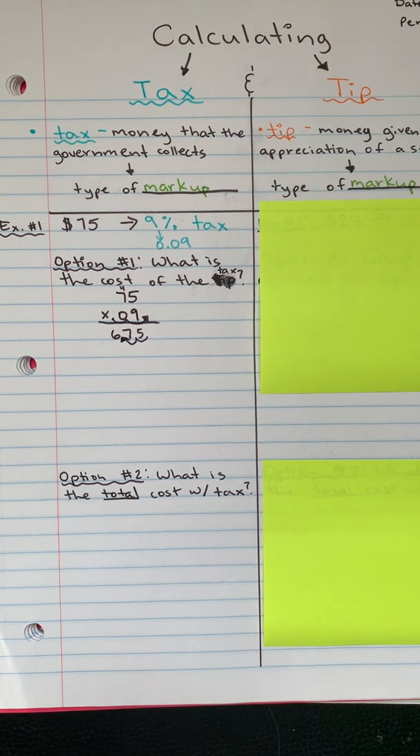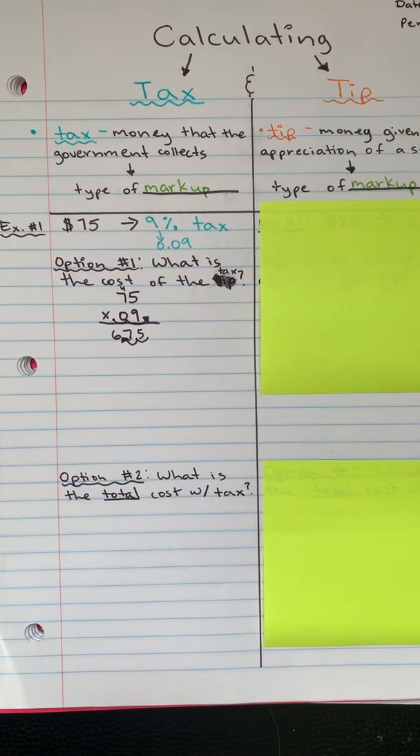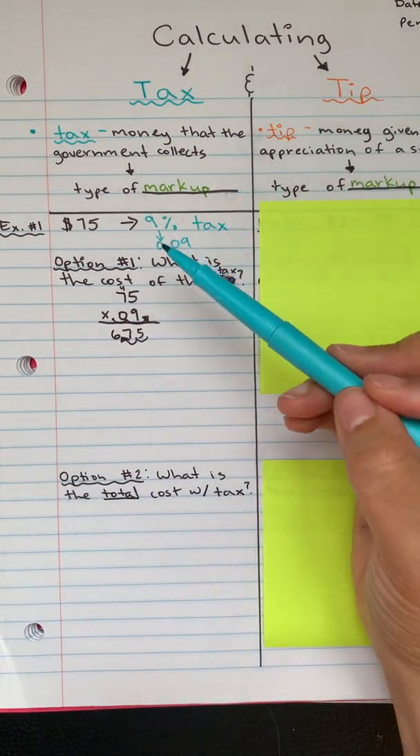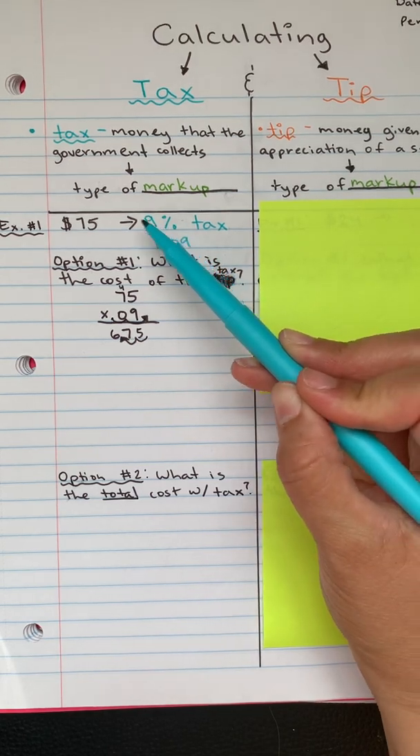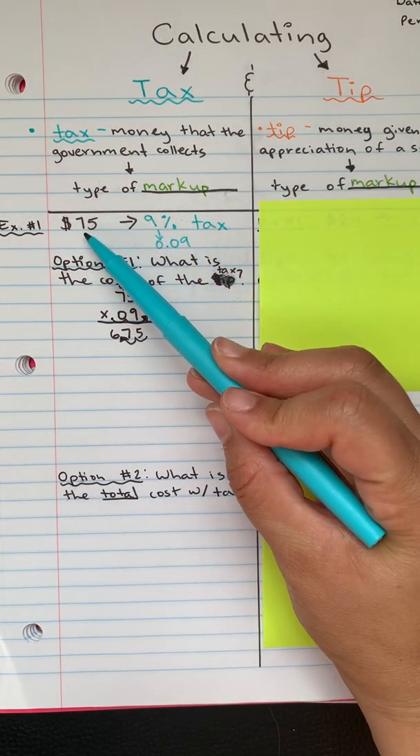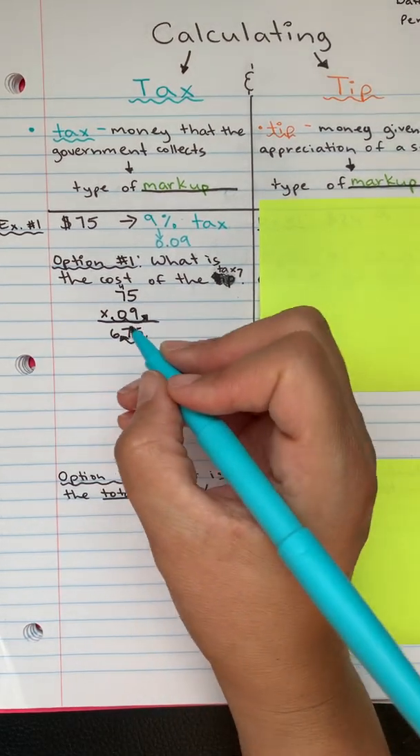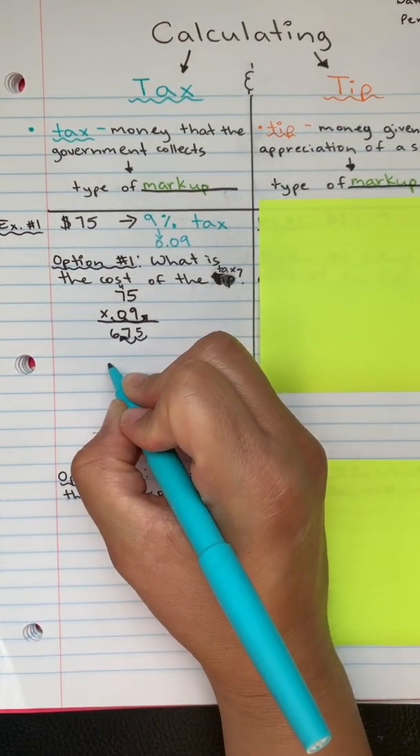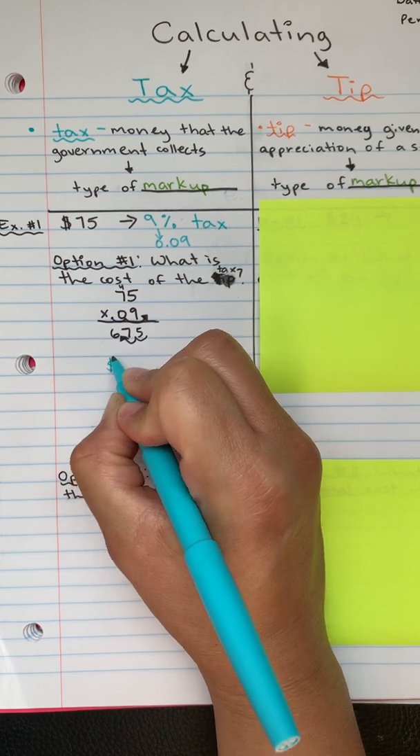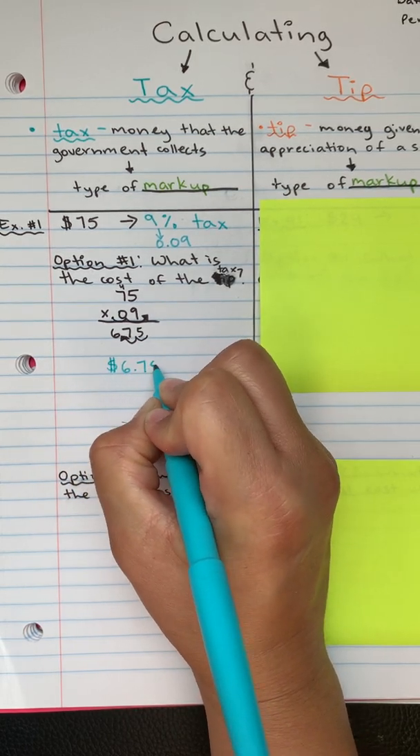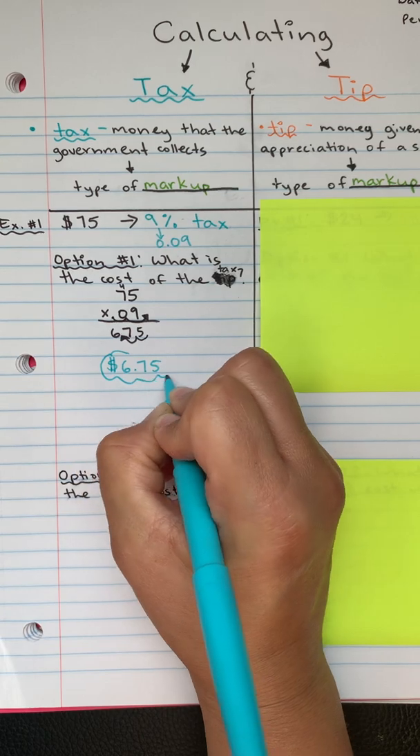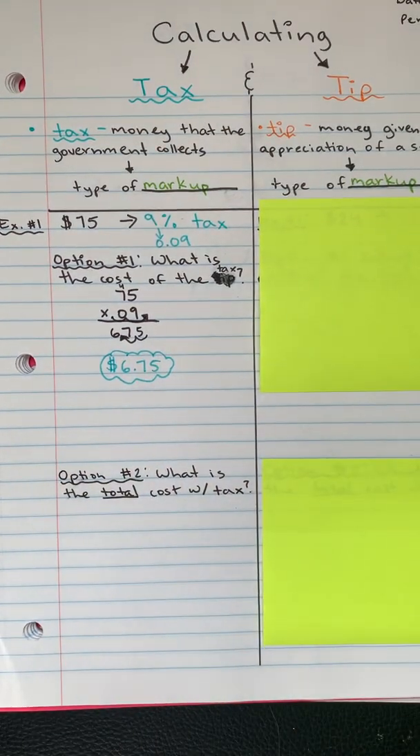And I'm gonna check, does $6.75 seem reasonable? Well, yeah, because 10% of 75 would be 7.50, and so this is pretty darn close. So I'm gonna go ahead and conclude that my tax would be $6.75. Okay, so that's one option.